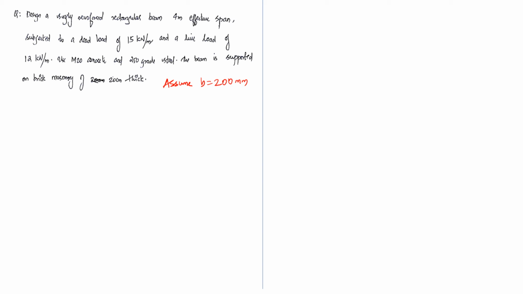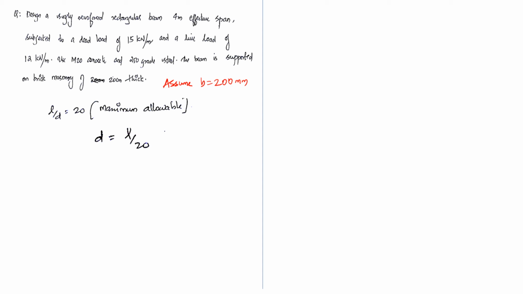Now, based on your deflection criteria, the L by D ratio for a simply supported beam. Here the beam support is given as simple support. The beam is supported on brick masonry, so we will assume it as simply supported. The L by D ratio for a simply supported beam is 20.